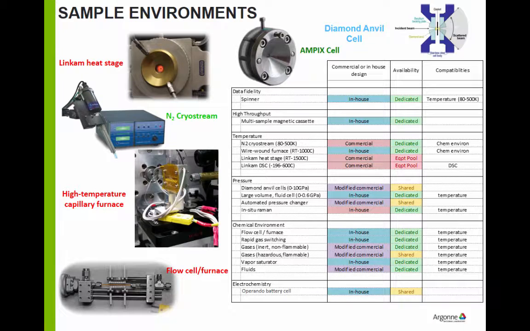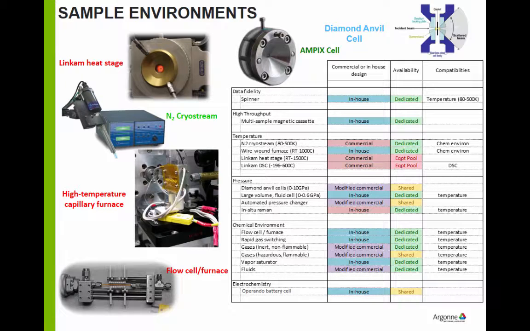One of them very close to my heart is the aforementioned Ampix cell, which is an electrochemical cell that has been designed to do a PDF measurement. It was first optimized to do such a measurement, but is also applicable to many other synchrotron radiation sources.